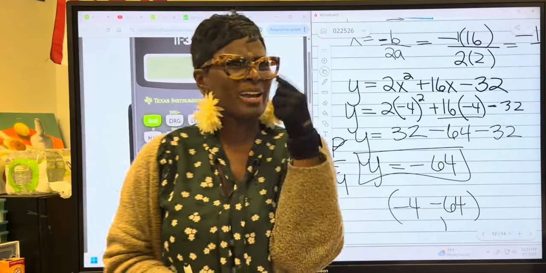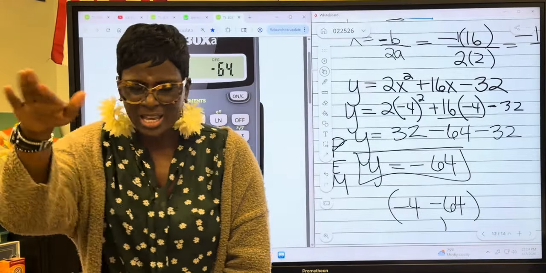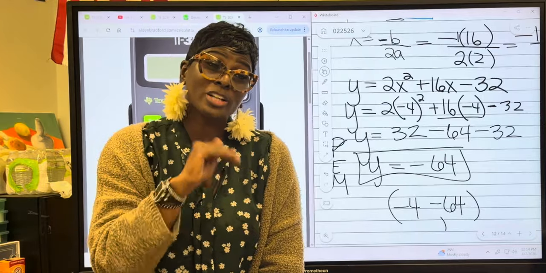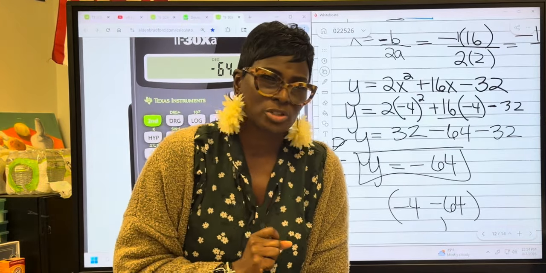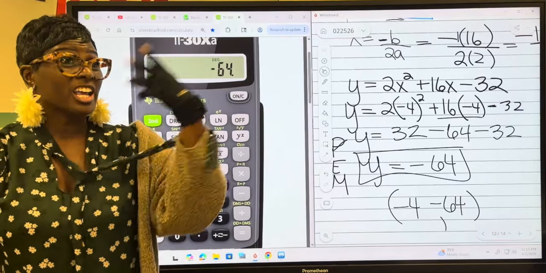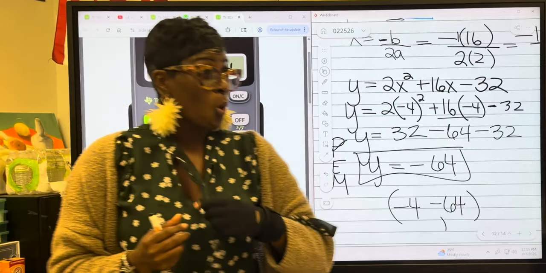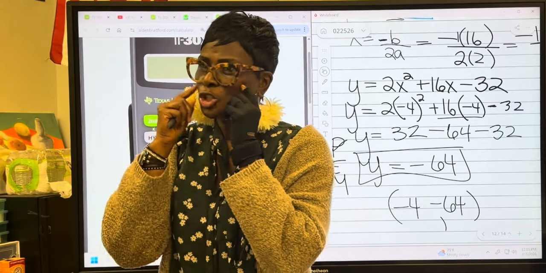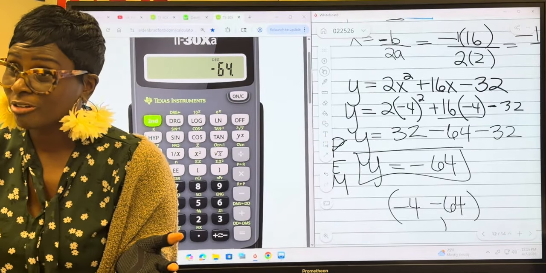Now, Ms. Stampley, how can I use that vertex for something else? Watch this. Almost all these questions that you're going to get on quadratics are going to be about key features, which means you're not going to have to do a whole lot of math. They're going to give you something, and once you get it, they're going to ask you a question, and you should be able to just look at it and get the answer, right?